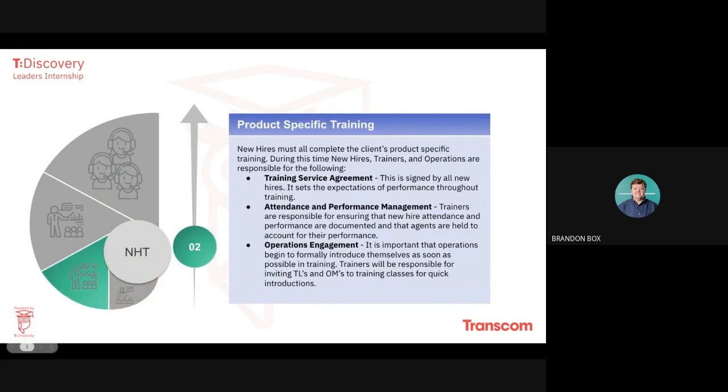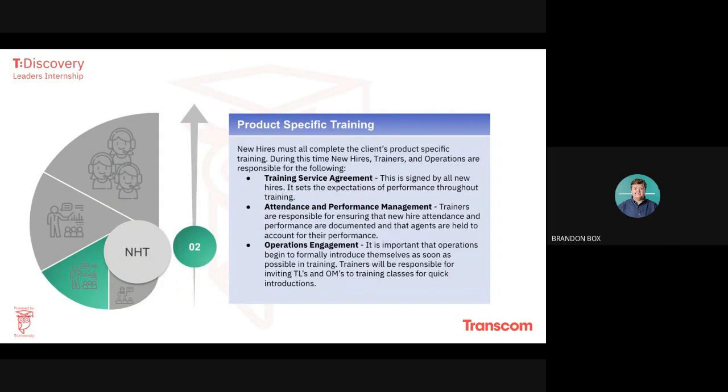Next, let's talk about product-specific training. So once we've hired them, they go into product-specific training. Now, this will vary wildly between clients. So the length, the duration, what is covered will all be different for different clients. So during this time, there are some key responsibilities for the new hires, the trainers, and operations.